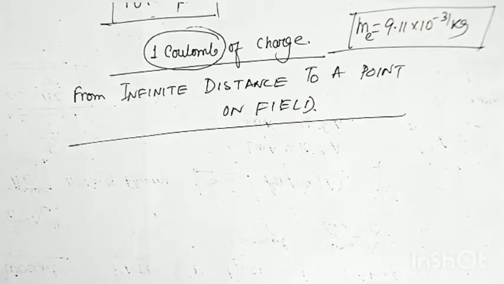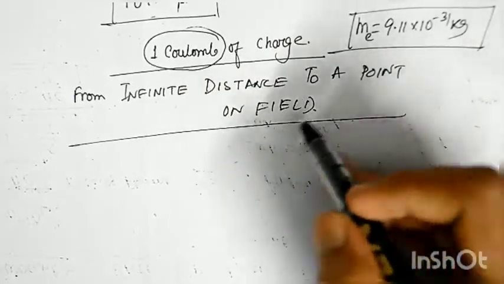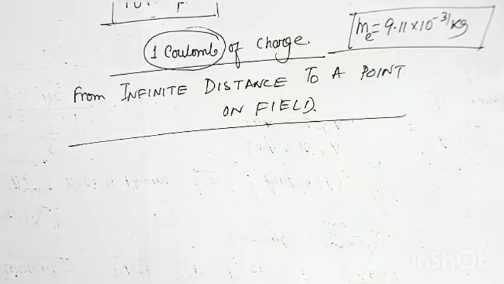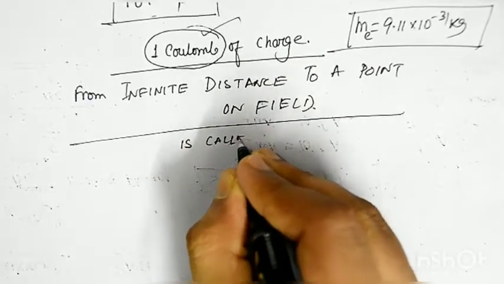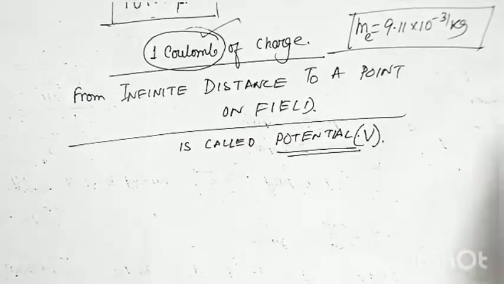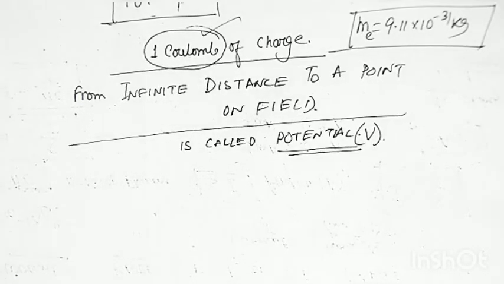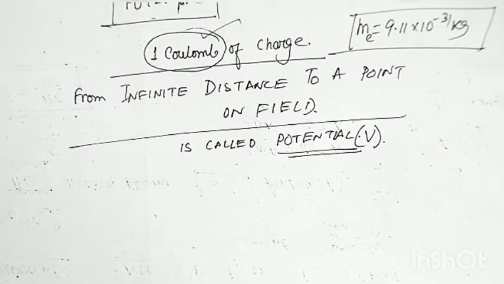Now if any object which has mass is moved from its position by some distance, we need to apply some force, and if we apply force, some displacement occurs. Force multiplied by distance gives work done. Similarly, if I bring 1 coulomb of charge from infinite distance to a point on a field, I have to do some amount of work, and that amount of work is called its potential. It is represented by V. So the definition of potential is that the amount of work we have to do to bring 1 coulomb of charge from infinite distance to a point on the field is called its potential.